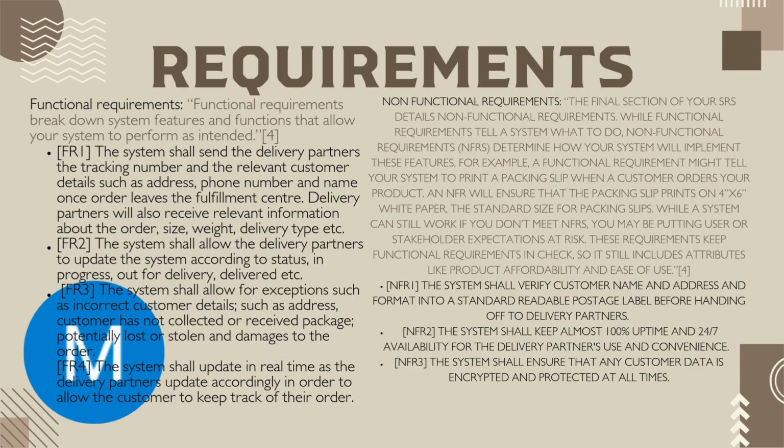Next are the requirements that affect the stakeholder. You have functional requirements. They break down your system features and functions that allow your system to perform as intended, such as the system shall send the delivery partners the tracking number and the relevant customer details such as address, phone number, name, etc. Delivery partners will also receive the relevant information about the order: size, weight, delivery type, etc.